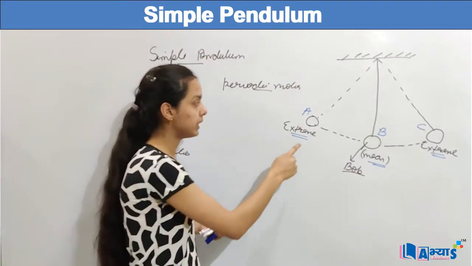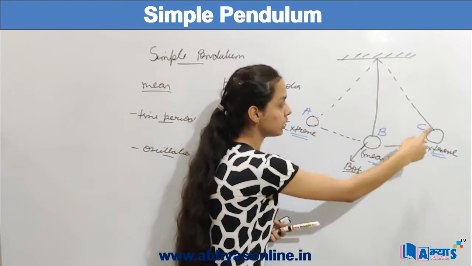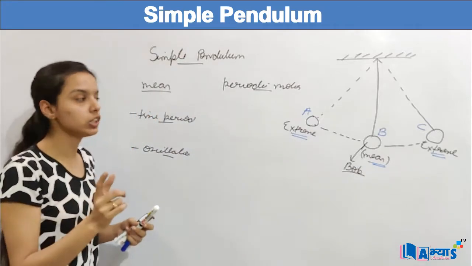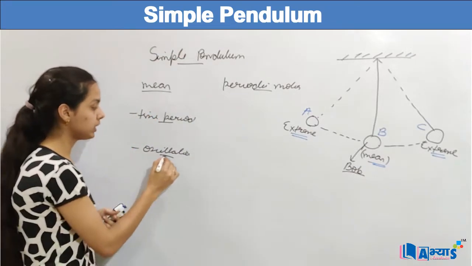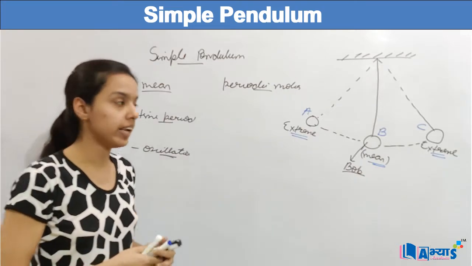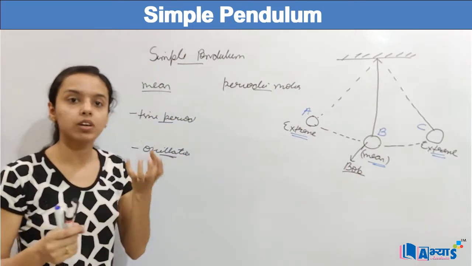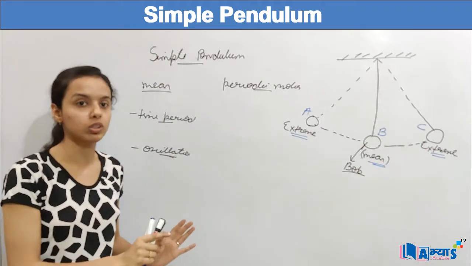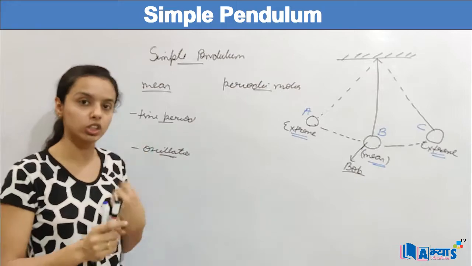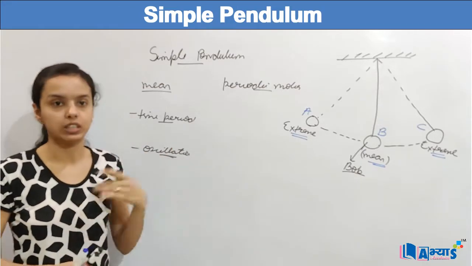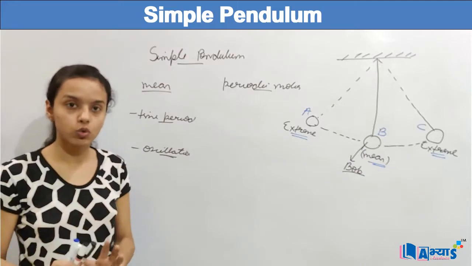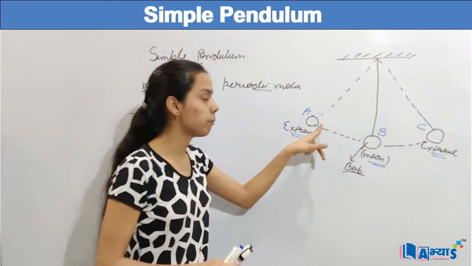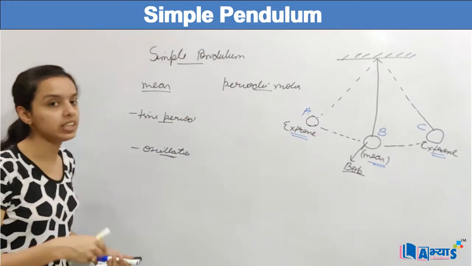Now when the object goes from one point to the other extreme end, that is point C, and then comes back, this is known as one oscillation. That means one oscillation can be described as when the bob goes from one position to the other extreme end, and then comes back to the original position. And the time required to go from A to B, then from B to C, and then come back to A, is known as the time period.